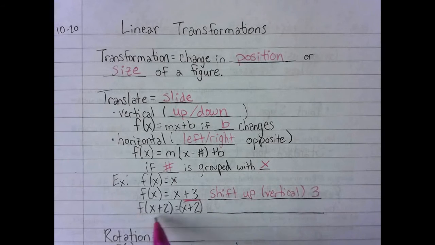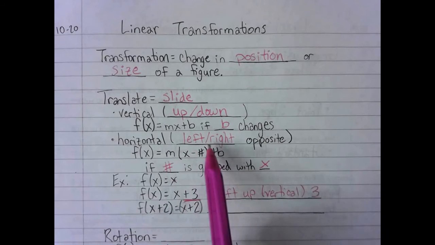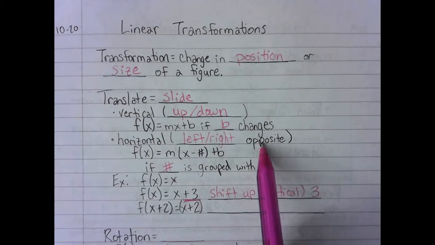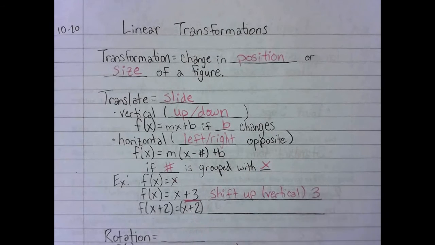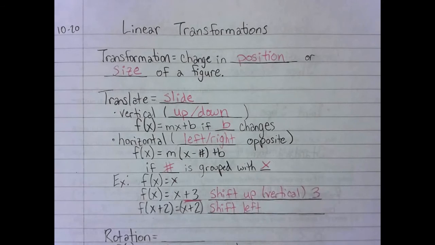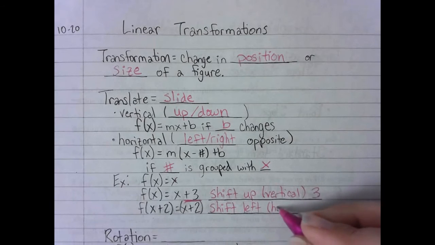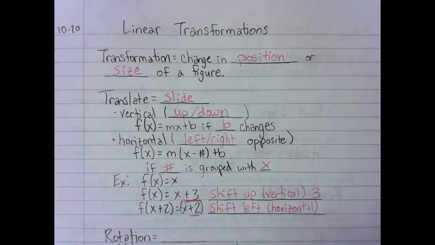Okay, on the second one, notice that we have f of x plus 2. So I replaced x with x plus 2. So this time, since the number is grouped with x, we got to shift left or right. But it's the opposite of what we expect. So we think of positive numbers going right, but we're going to go the opposite. So this is going to shift left. Alright, so that's horizontal. And since that's plus 2, it's going to shift by 2.